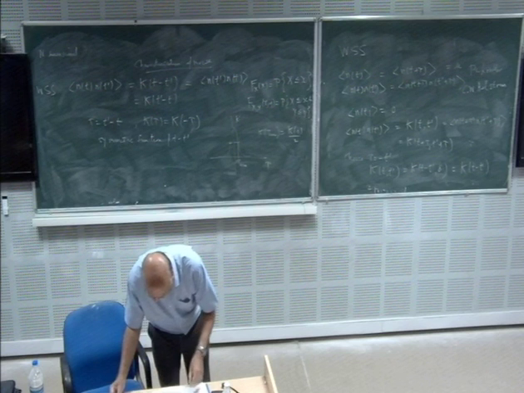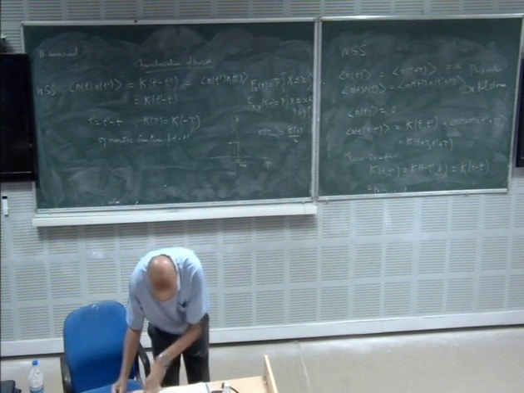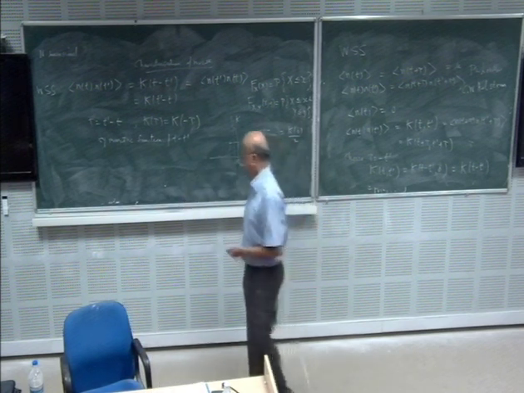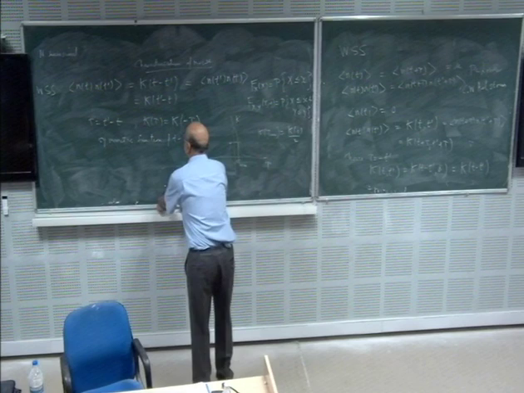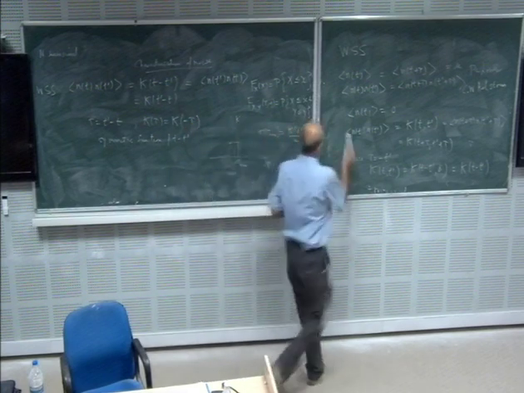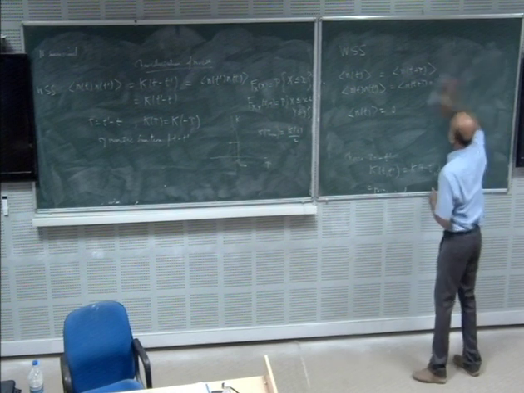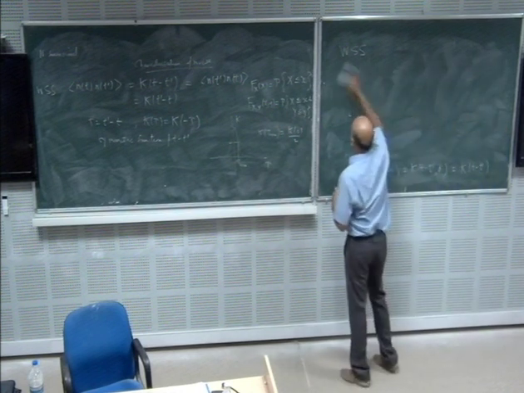Okay. So now, this function which is there, you can take the Fourier transform of this thing. In this case, it looks like this here. It is the Fourier space for stationary noise.